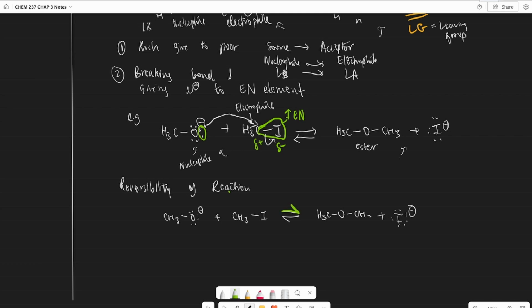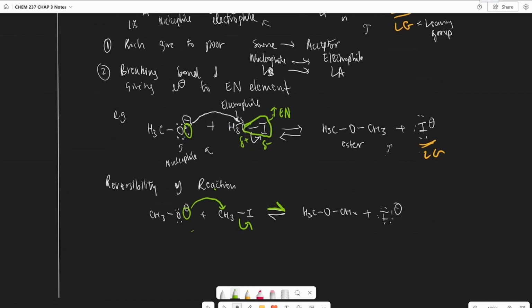So if you're going from left to right, this guy is your nucleophile, this guy is your electrophile. Again, iodide would be your leaving group, right? Electrophile, nucleophile, iodide leaves. In this case, nucleophile, electrophile, and this is your leaving group.